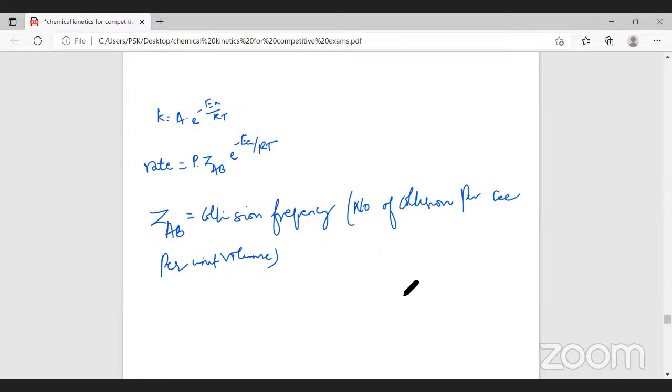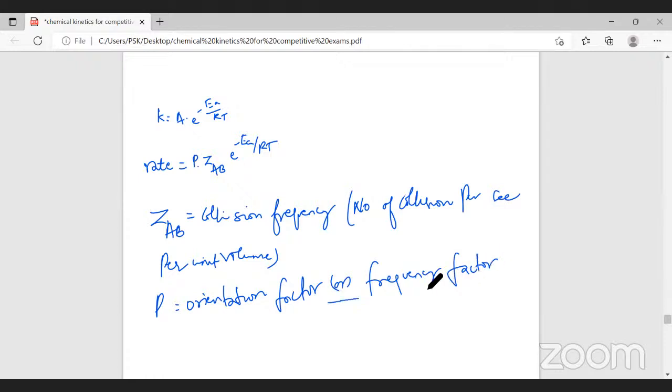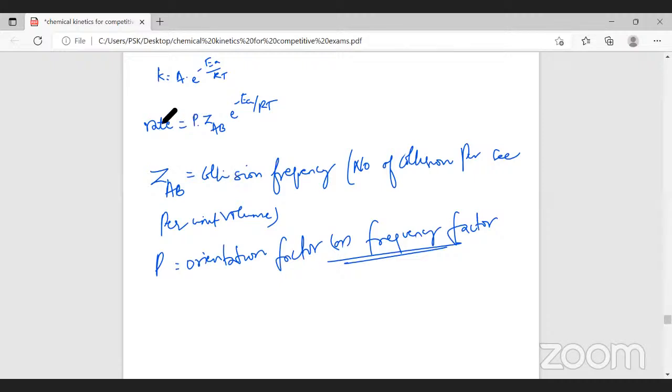Now, what is this P? P is nothing but the orientation factor or frequency factor. So this equation you should remember: rate is equal to P into ZAB into e to the power minus Ea by RT.